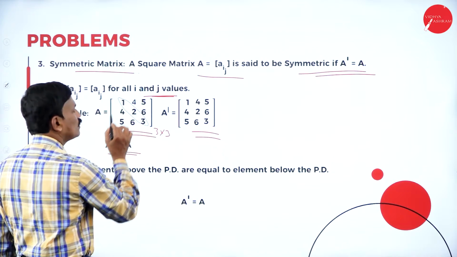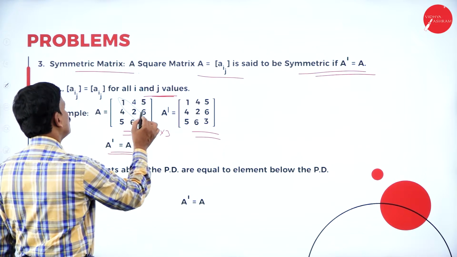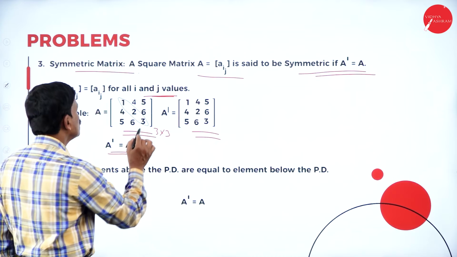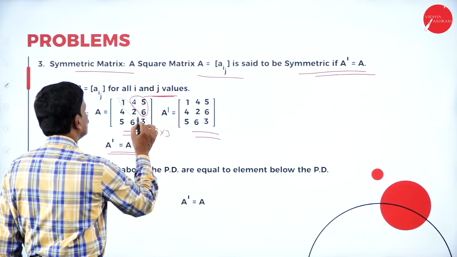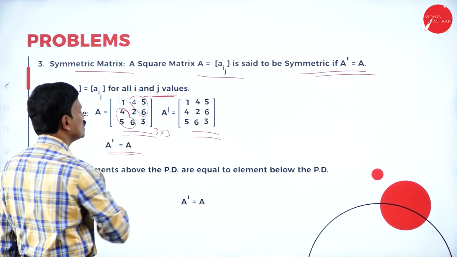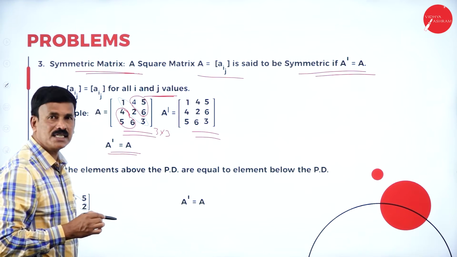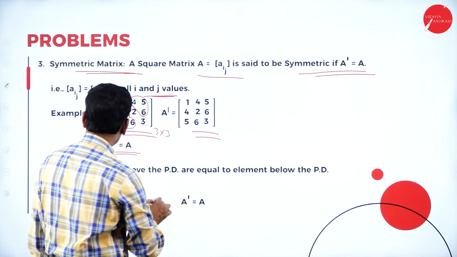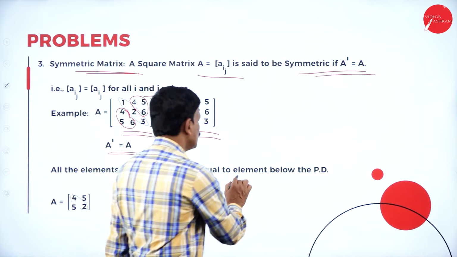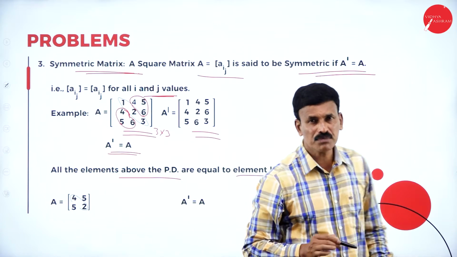So this 4 and 4 coincides, 5 and 5 coincides, 6 and 6 coincides. That means all the elements above the principal diagonal must be equal to elements below the principal diagonal. Such a matrix is called a symmetric matrix, that is A dash is equal to A.